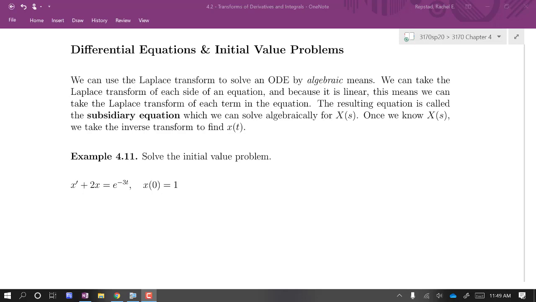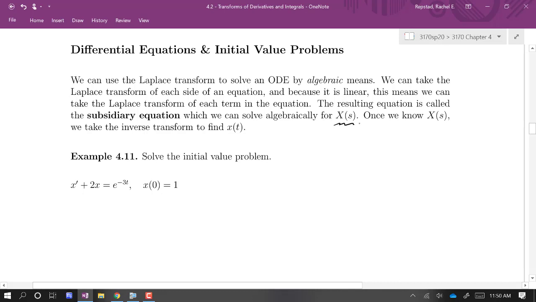The way it works is we start with a differential equation like we might normally solve by some other means, and then we just take the Laplace transform of each side of the equation. Remember that the Laplace transform is linear, so we can apply the transform to each term in the equation and pull out constant factors if we need to. That gives us another equation which we call the subsidiary equation. It's an equation where we're solving for the transform, like big X of s or big F of s, whatever we were calling it.